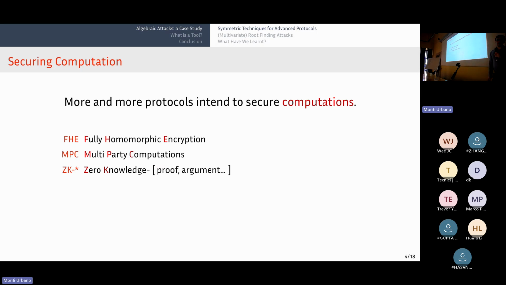And then you have all the ZK, so all the zero knowledge proof arguments, all the ZK, SNARKs, STARKs, all that kind of thing, where the idea is that you're going to prove that you know something or that you have done something without revealing the something. So all of these come from the public key world, but all of these also need symmetric primitives inside them.